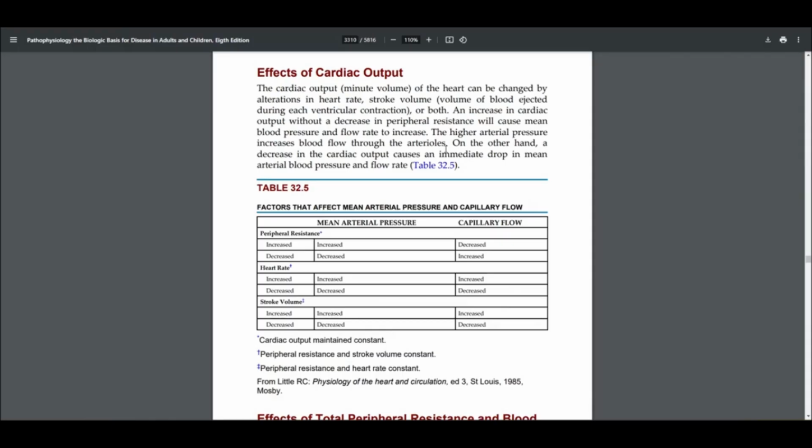So the only ones that are truly flip-flopped in that sense is our peripheral resistance. If there's an increase in our peripheral resistance, it increases our blood pressure, but it makes it harder for capillaries to receive the nutrients needed. Whereas if there's a decrease in peripheral resistance, that means there's a decrease in our MAP, which could potentially mean better capillary flow.